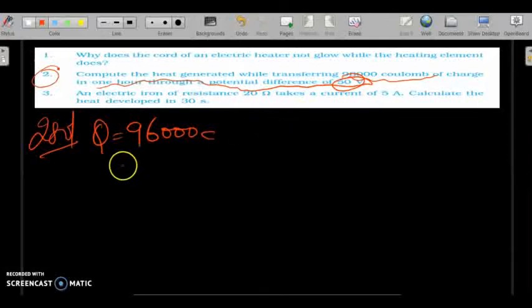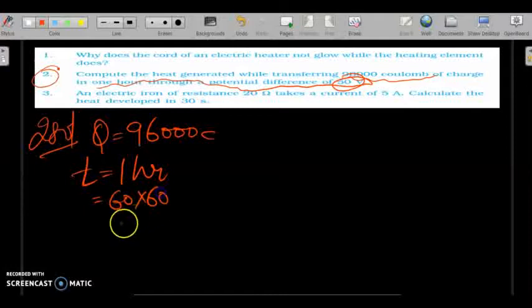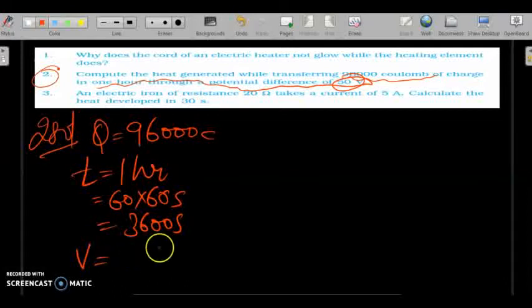Next, the time taken for the passage of this much charge is 1 hour. If we calculate that, it is 60 times 60 seconds, which is equal to 3,600 seconds. That is the time. And the potential difference across that heating device is 50 volts. Here I want you to notice one thing.